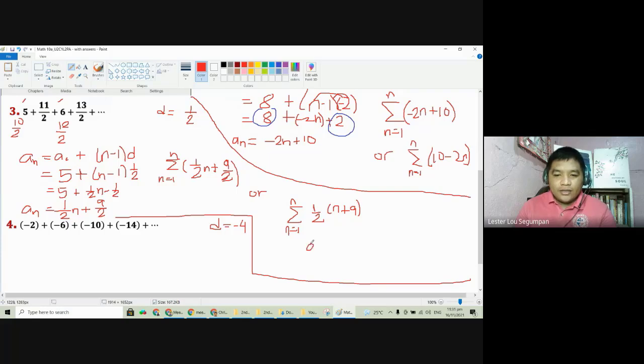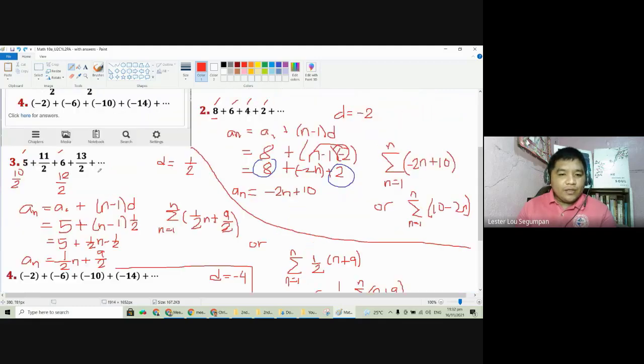Or another alternate form for this, using the rules for writing summation notation: this is a constant. You could have here 1 half of the summation notation of n plus 9, sorry, n starts from 1 to n. I have these three forms, but if you would like to stick with this, it's still okay. Let us try to check whether this is really correct.